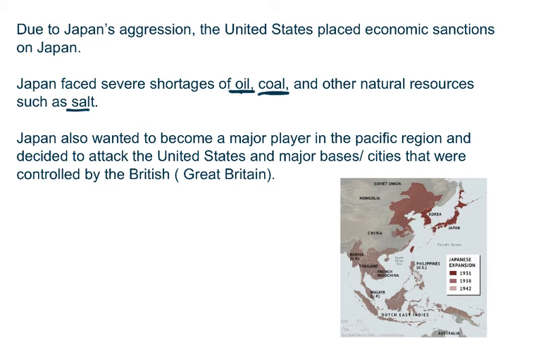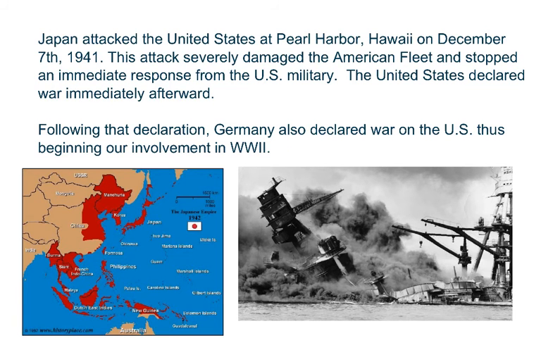Now, that famous attack, most of you, if not all of you, have at least heard of at some point, and that is the attack on Pearl Harbor. Japan attacked the United States at Pearl Harbor, Hawaii, on December 7th, 1941. This attack severely damaged the American fleet and navy and stopped an immediate response from the U.S. military. Because many people lost their lives and they crippled our military and our naval base, it took us a little bit of time to rebuild and get things going for us to mount a retaliation. However, the United States declared war immediately afterward.